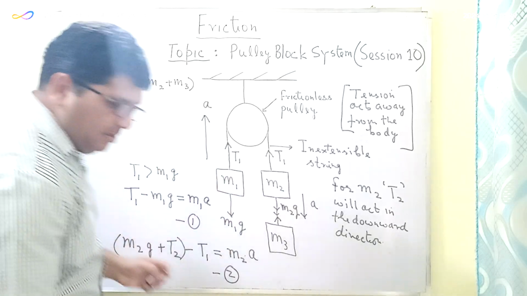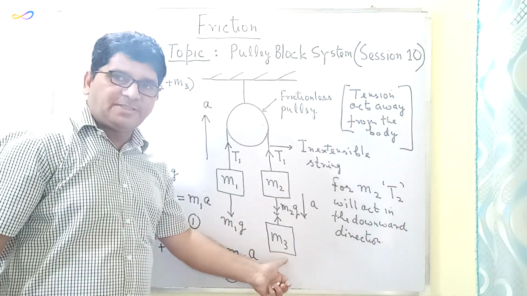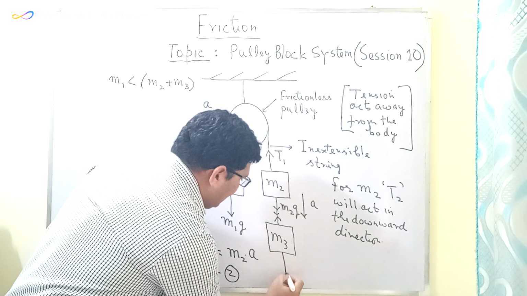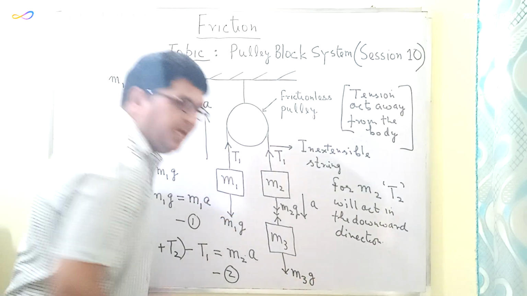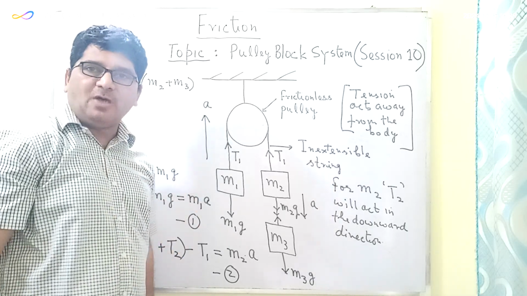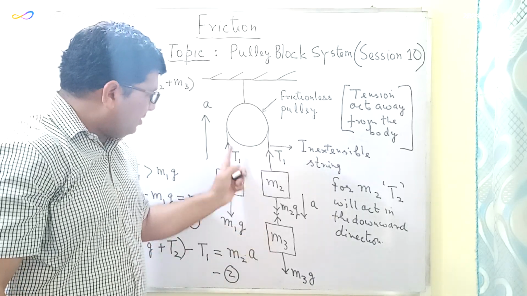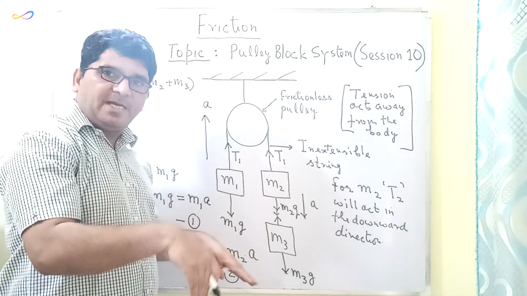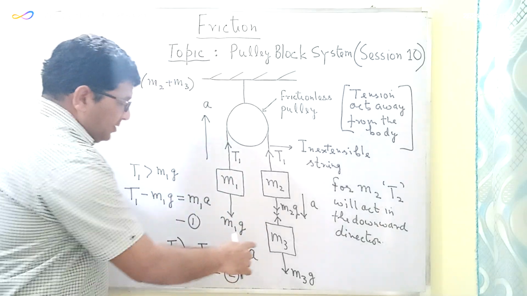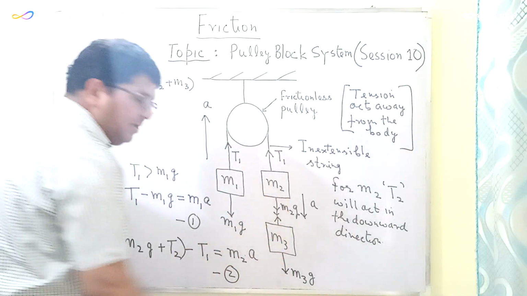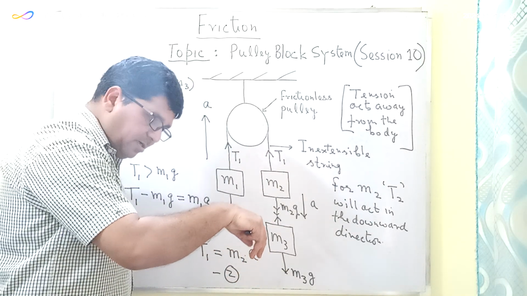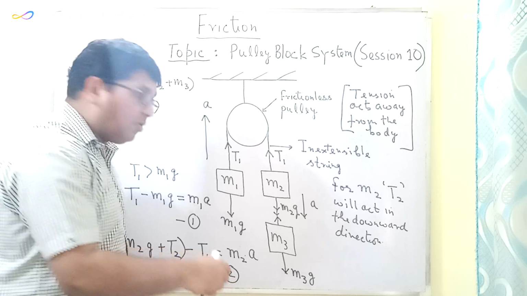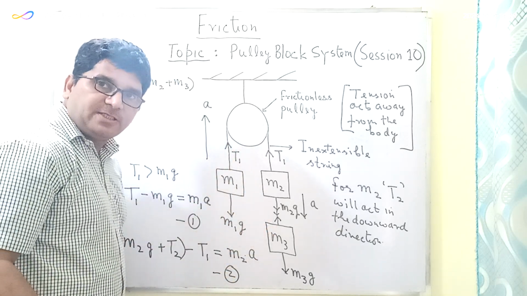Now consider this mass m3. Its weight is acting in the downward direction. See, weight always acts vertically downward. So in all these three cases, the weights will be acting vertically downward. So this block will move downward only when the force which is acting in the downward direction is more than the force which is acting in the upward direction.